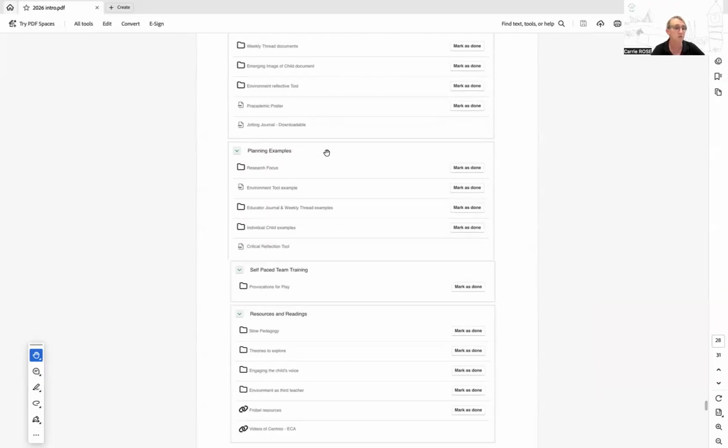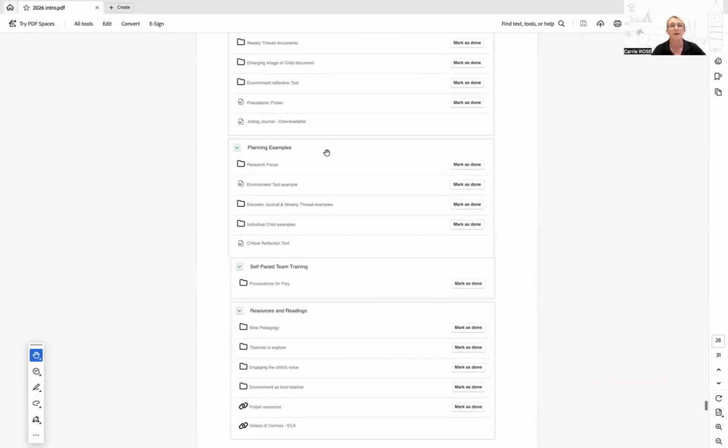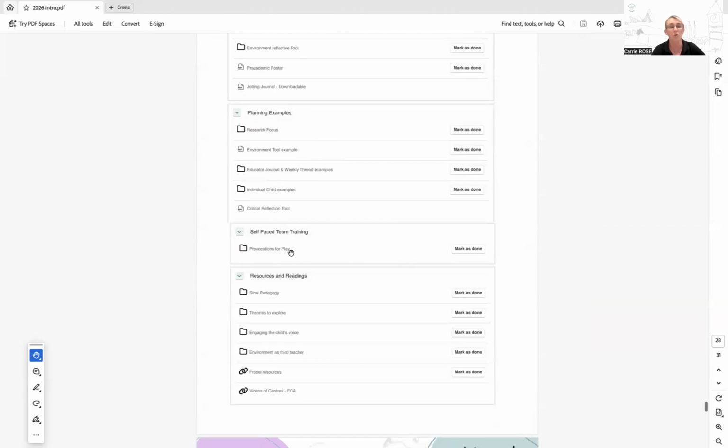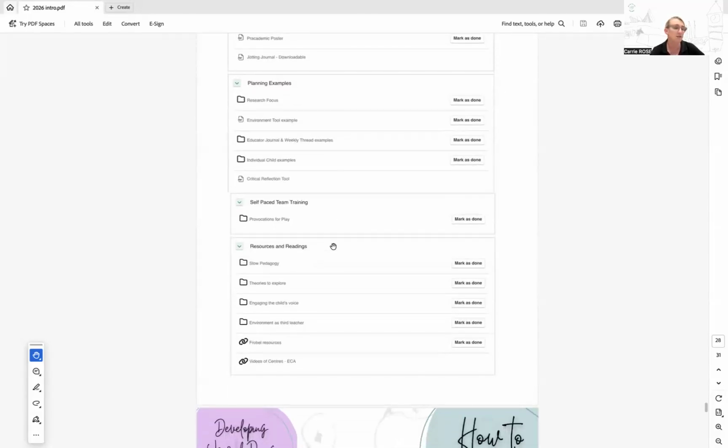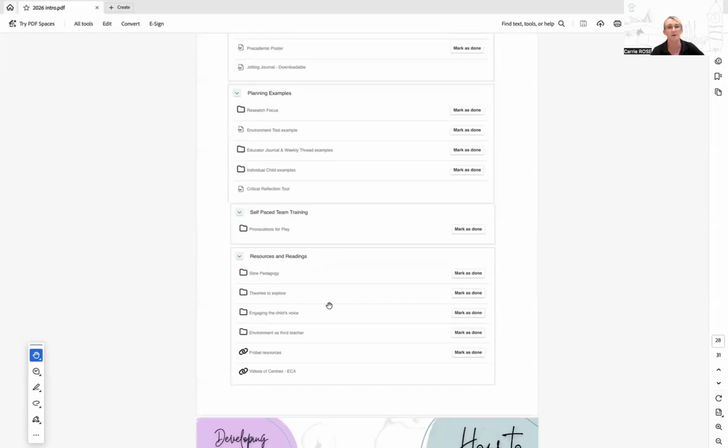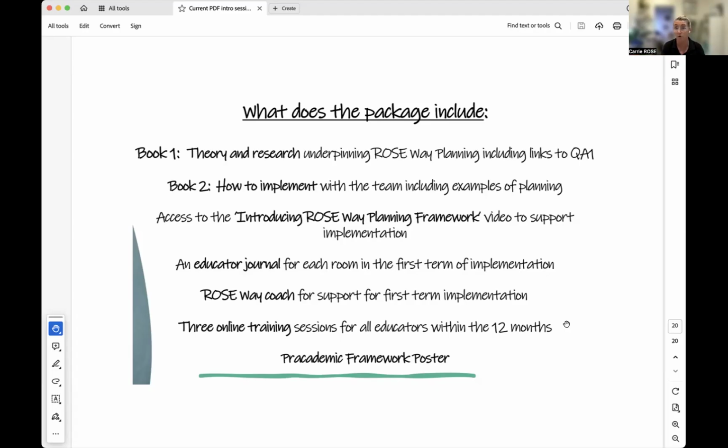They're all blank. They're also printable and/or editable. Then there's examples of all of the elements of the planning framework that you can download and create folders for your team if you want to. There's a self-paced training each year that's a different training, and then there is a library of resources and reading. So that essentially is the framework altogether.